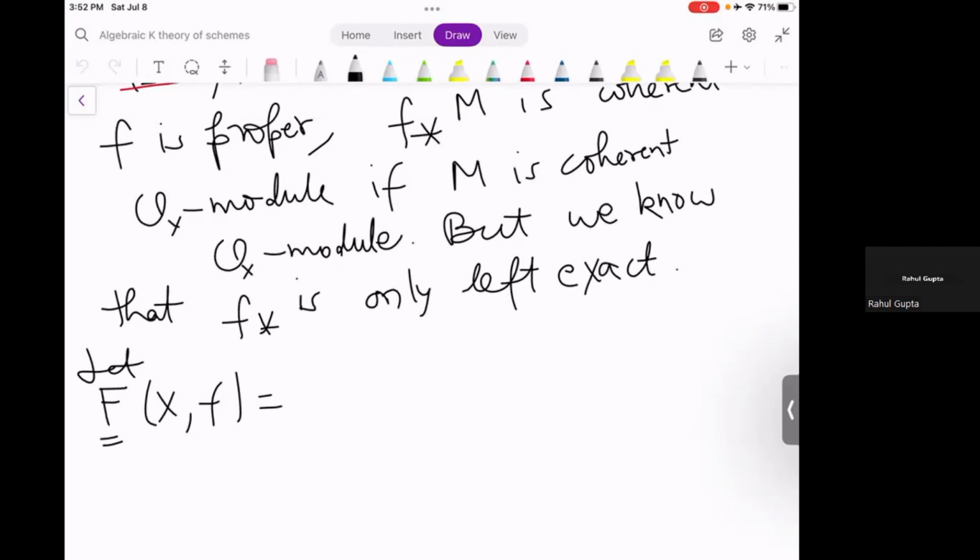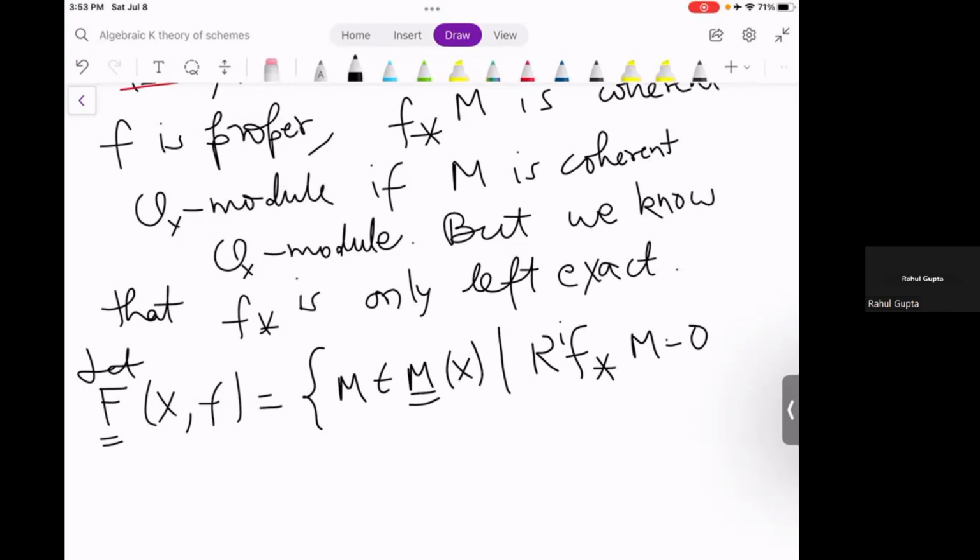So we have to take a subcategory such that f lower star is exact on this, which is to say that the higher derived functors of f are actually 0 on it. Like we put the Tor in the previous case, Tor 1 and higher should be 0, so tensor is exact on this subcategory. Here also we are pushing, so R^i f_* should be 0, so that f_* is exact on this category.